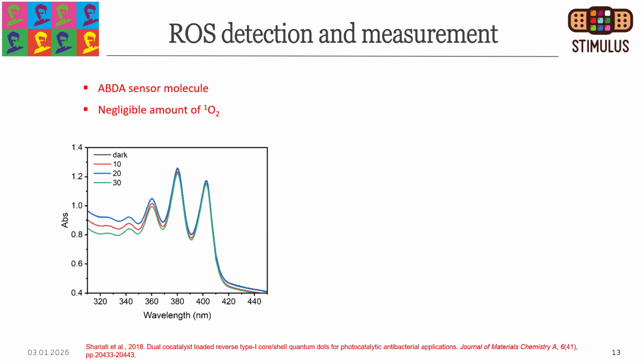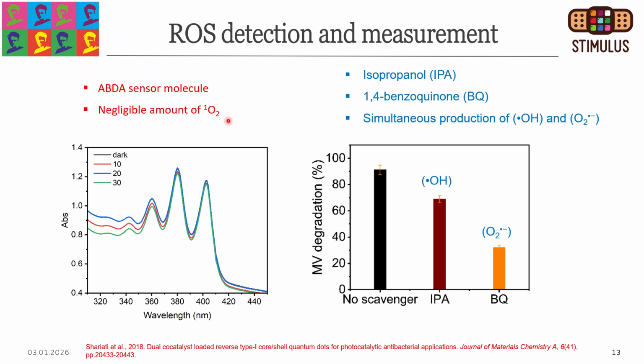Further, we also try to confirm another species, which is singlet oxygen. For the singlet oxygen, we use the ABDA sensor molecule. When singlet oxygen reacts with this ABDA sensor molecule, photobleaching of the sensor molecule occurs. Here we can see that at these two characteristic peaks, there is no decrease in the absorbance. It means that we are not generating any singlet oxygen for these counterparts.